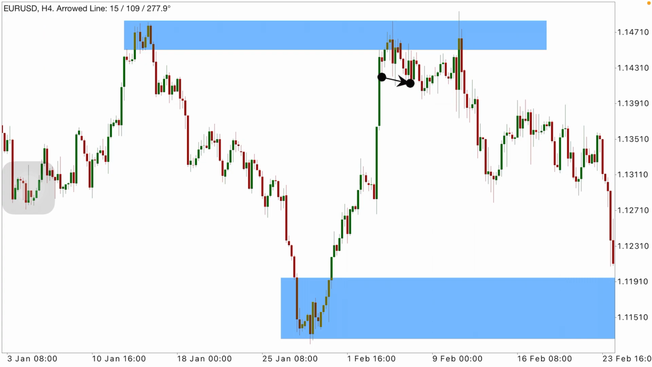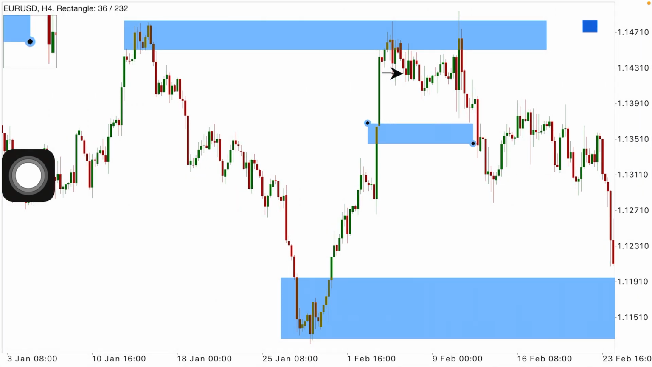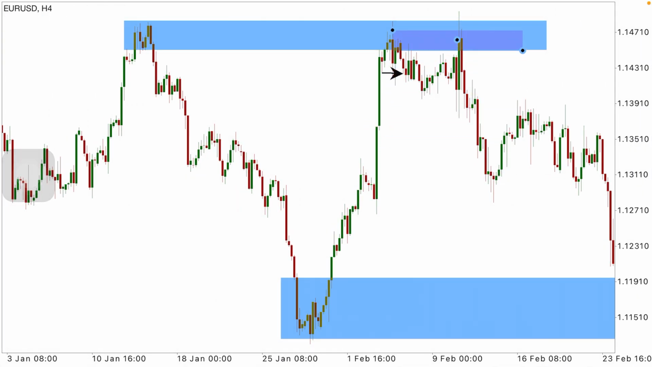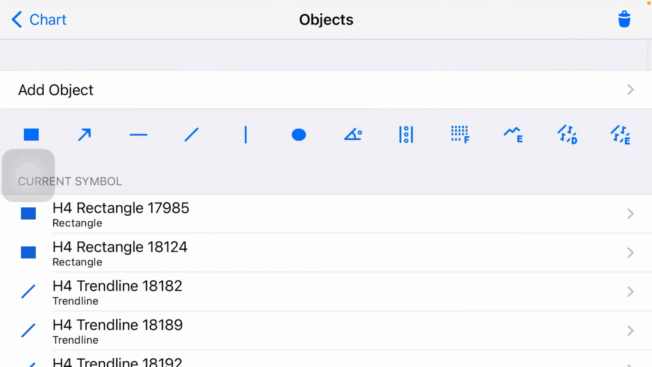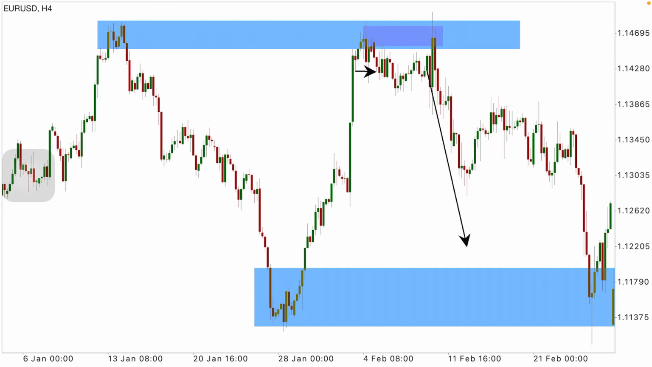Okay, it broke structure somewhere here, and now it has returned to the zone. You can actually see this clearly on a lower time frame. It returned to a zone right here, and there was now a sell. So this is like a confirmation entry method.